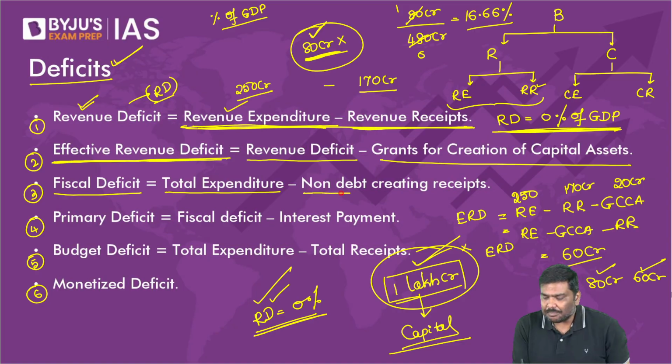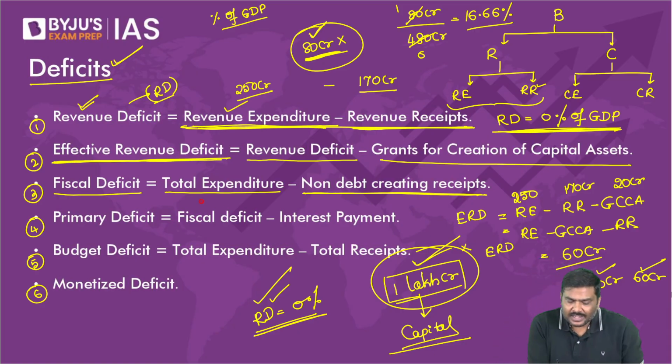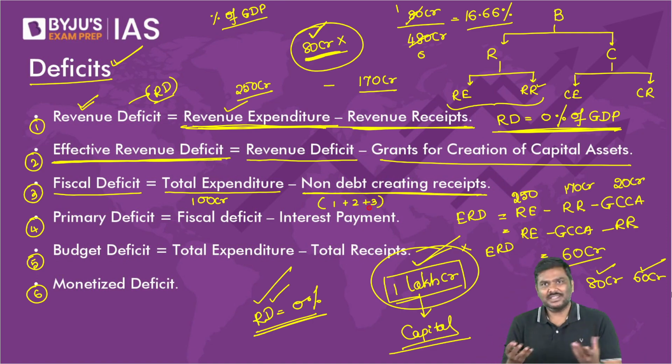But on the other side, please look at the non-debt creating receipts. Look at the second component here, non-debt creating receipts. Now, if you are going to incur expenditure of 100 crore, and your non-debt creating receipts are sum of 1 plus 2 plus 3, please tell me what else is left out. Basically, the fourth component, the number 4. Do you remember? Number 4, the borrowing component.